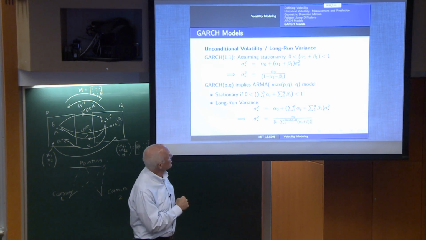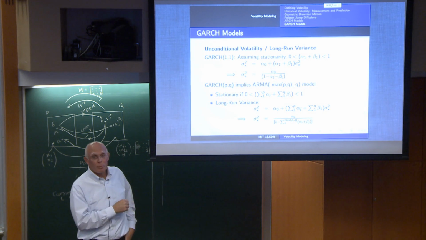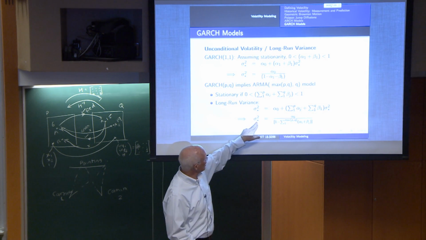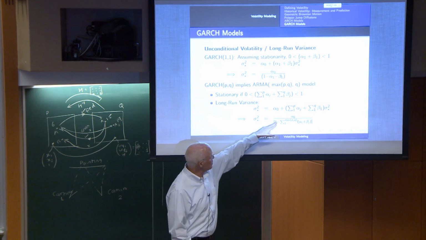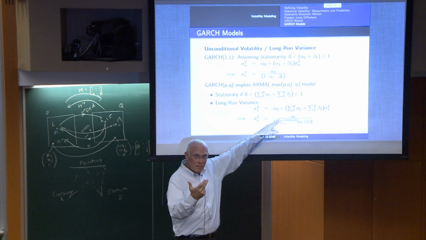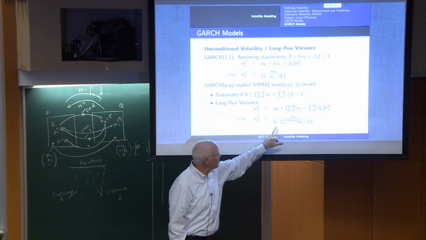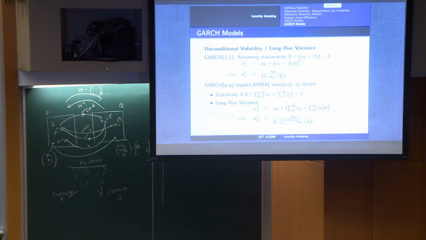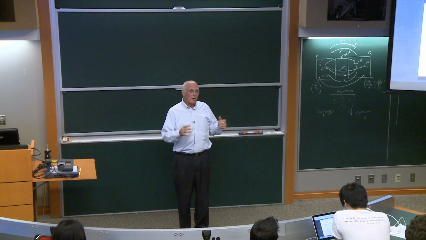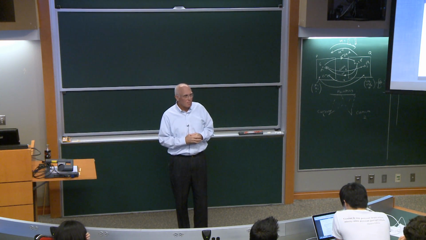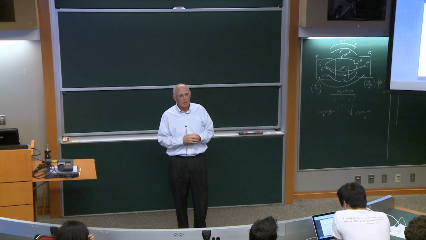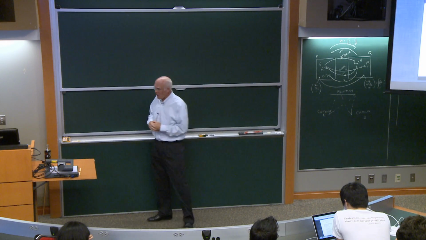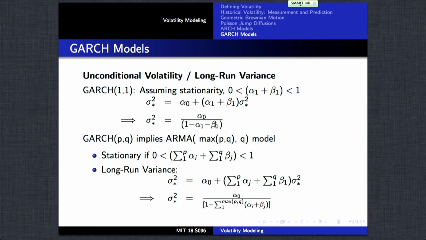And if you consider the general GARCH PQ model, then the same argument leads to a long run variance being equal to alpha naught, the intercept term in the GARCH model, divided by 1 minus the sum of all the parameters. So these GARCH models lead to constraints on the parameters that are important to incorporate when we're doing any estimation of these underlying parameters. And it does complicate things, actually.